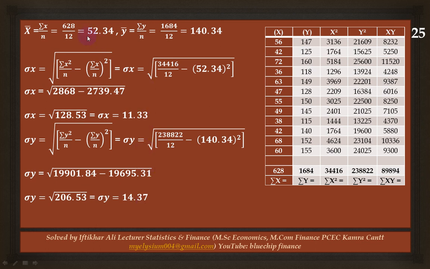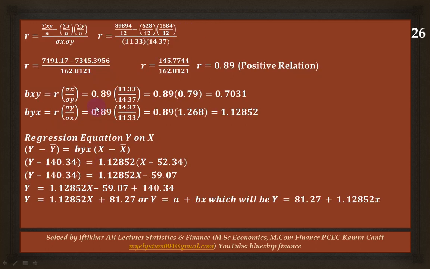After the calculation of these four, now we come to the first of all correlation. Correlation, the easiest way to calculate the correlation coefficient is here sum of xy over n minus mean of x multiplied by mean of y divided by standard deviation of x and standard deviation of y. We already calculated these values, so just simply put the values into the formula and correlation coefficient is 0.89.